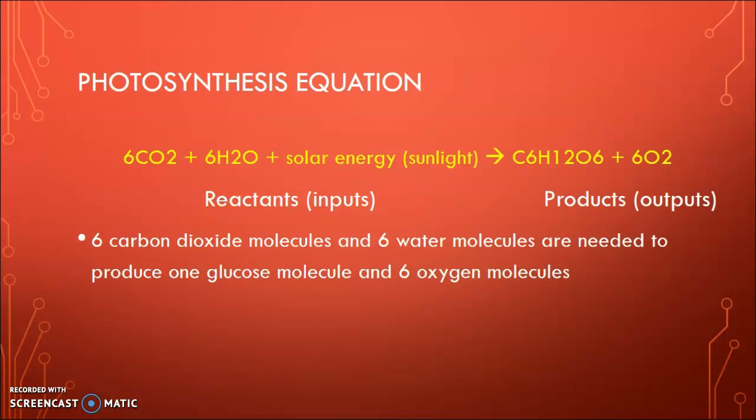You do need to be familiar with the photosynthesis equation. So 6 CO2, that's 6 carbon dioxide, added to 6 H2O, that's 6 water molecules, with the addition of solar energy, so sunlight, is going to produce 1 glucose molecule, C6H12O6, that's 6 carbons, 12 hydrogens, and 6 oxygens, in addition to 6 oxygen molecules, O2. So we have our reactants on the left and our products on the right. Our inputs are on the left and our outputs are on the right.